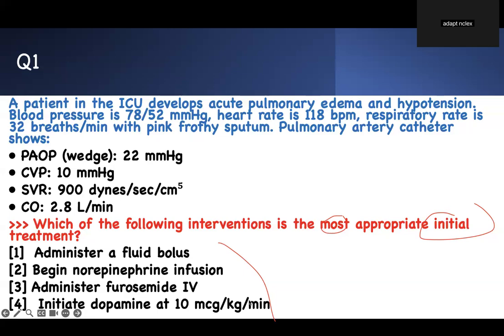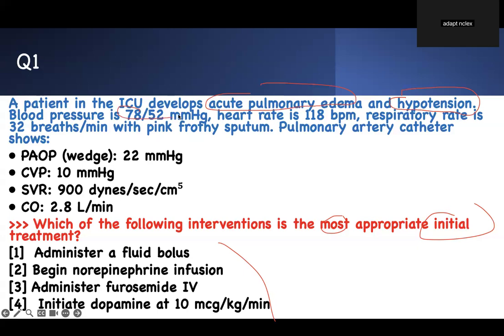A patient in the ICU developed acute pulmonary edema. They've given you the diagnosis. Acute pulmonary edema, number one, keyword. And what? And hypotension. If I see this, I'm going to look at the signs and symptoms should satisfy pulmonary edema and hypotension. What is that?